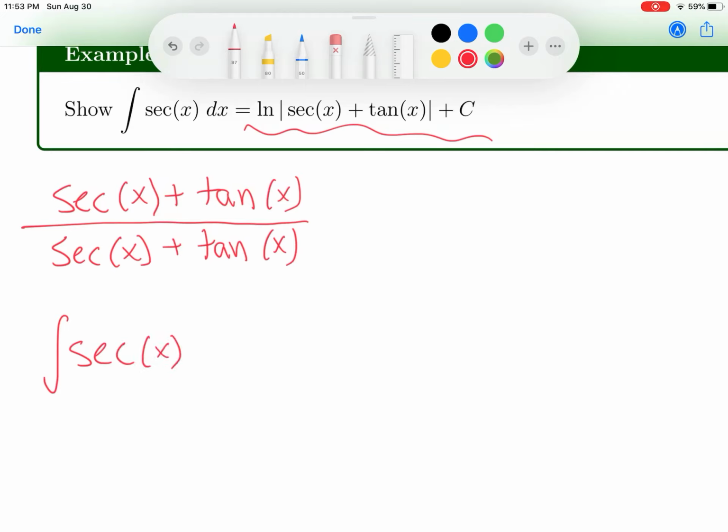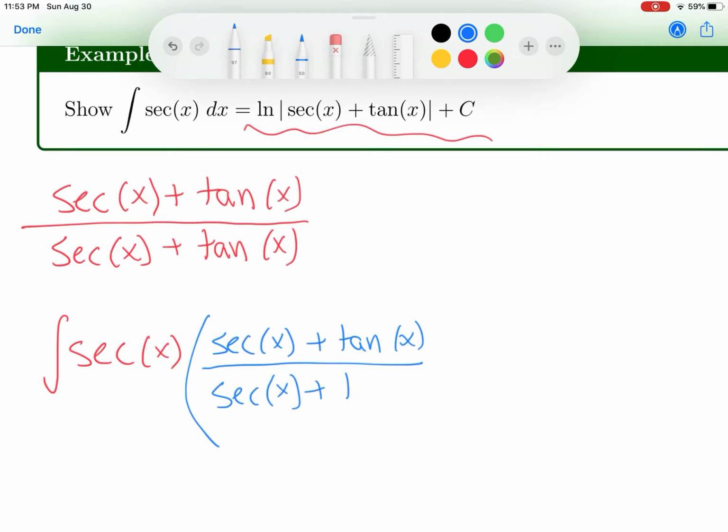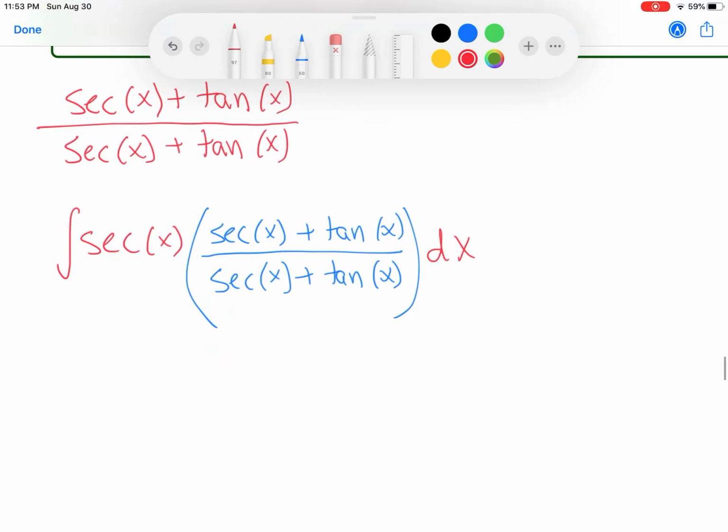So our original integral is secant x dx, right? I'm going to multiply this by that special one. All right, and there she is. And then we'll just add our dx. Cool. So now that we have that, we can go ahead and actually do a u sub, whether you believe it or not.